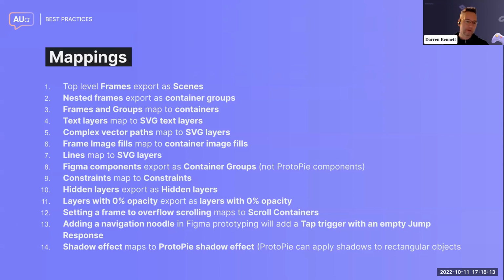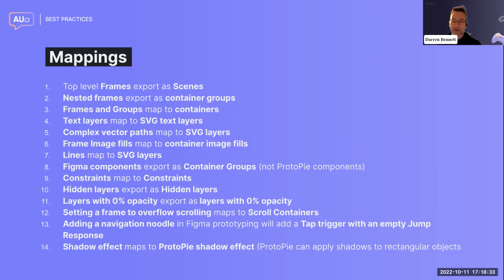Even though in Figma we have a differentiation between these two types of containers, frames and groups, which is obviously a selection of scalable objects, ProtoPie doesn't have this distinction. So whether it's a group or a frame, it's still going to come in as a container when you bring it into ProtoPie.